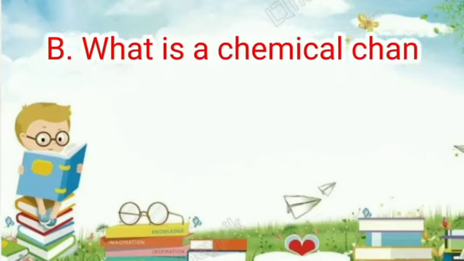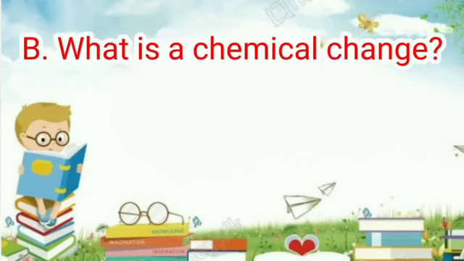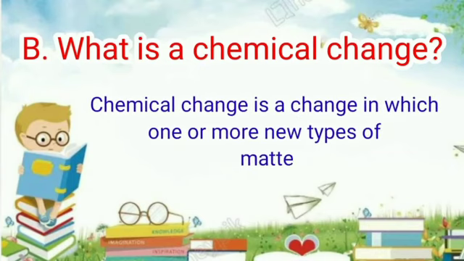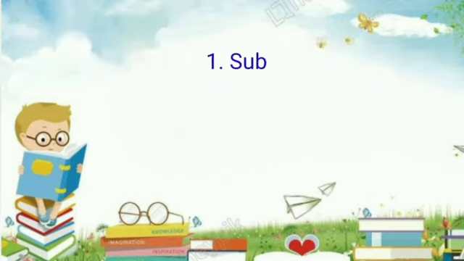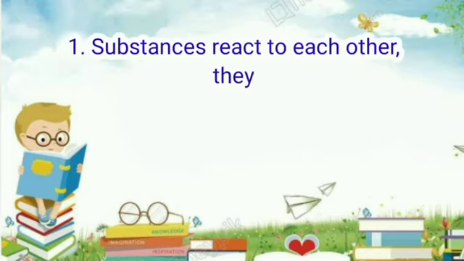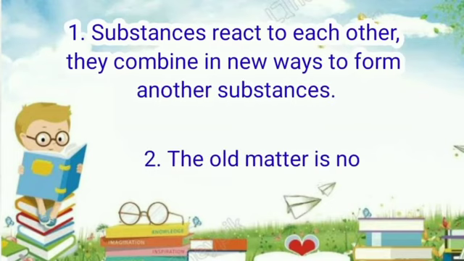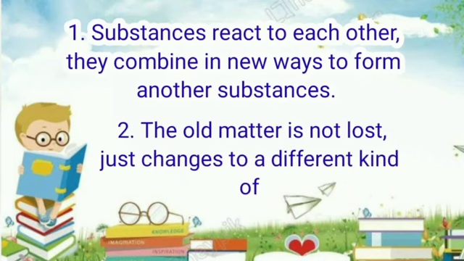Another change in matter is chemical change. But what is a chemical change? Chemical change is a change in which one or more new types of matter form. Substances react to each other. They combine in new ways to form other substances. The old matter is not lost, just changes to a different kind of matter.